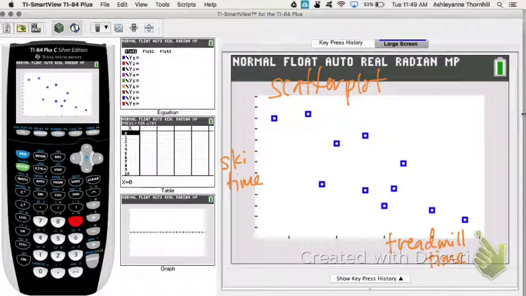Okay. Now I want to hit enter. List 1, list 2, not equal to. You could go ahead and write all this information down because you're going to need it here in a minute.